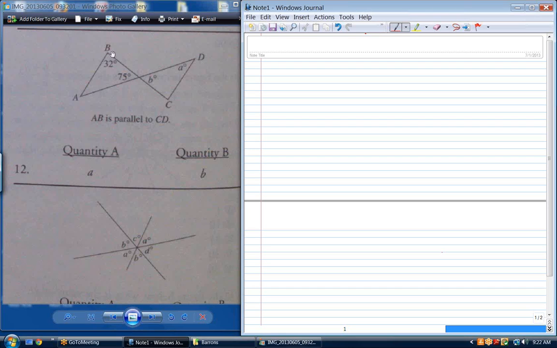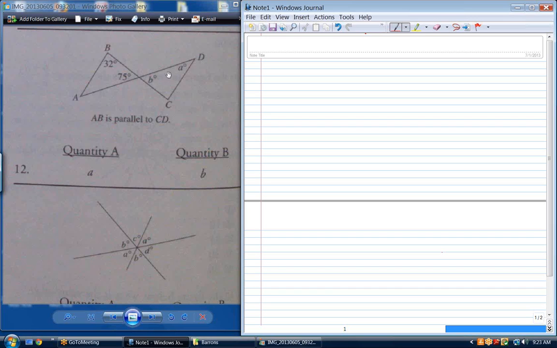Here we have AB parallel to CD. So we've got two transversals in operation here. Okay, so B would be 75. So A, I don't know what A would be.